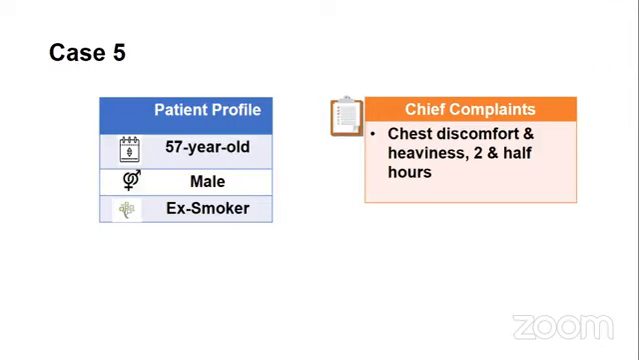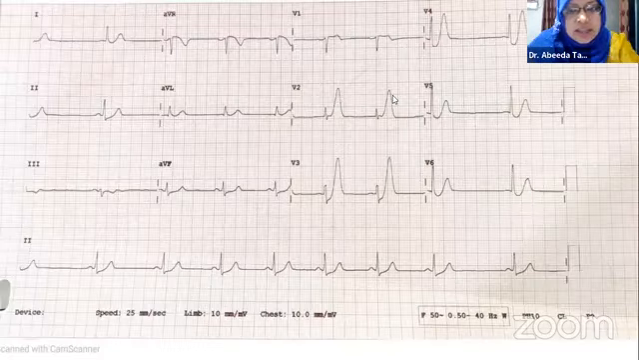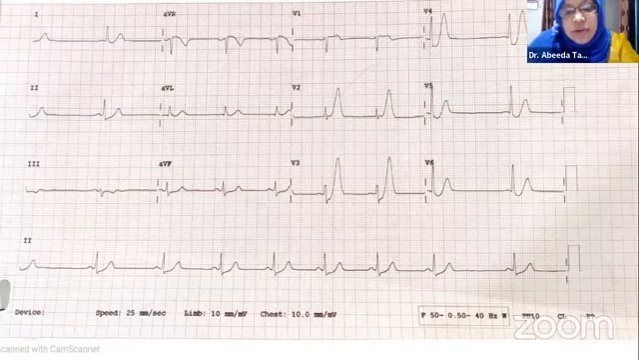I want to start the next case. This is the last case, case 5. A 57-year-old male ex-smoker presented with chest discomfort and heaviness to our emergency department for 2.5 hours duration. And this is the ECG that we recorded at our emergency department.